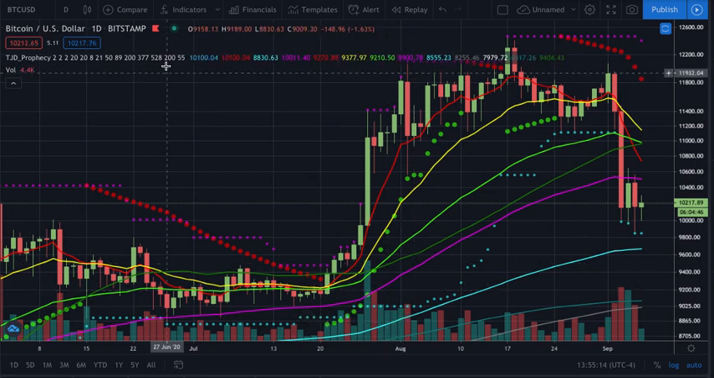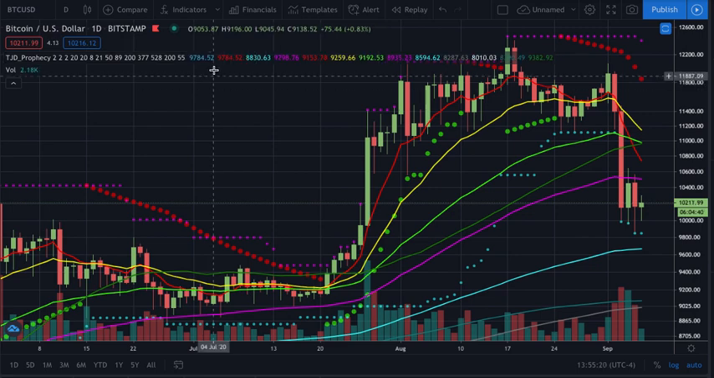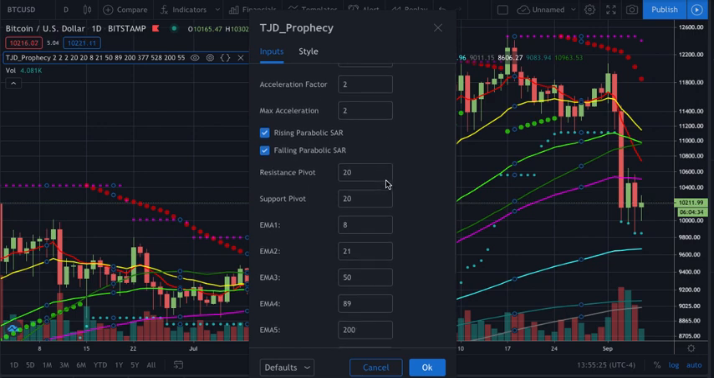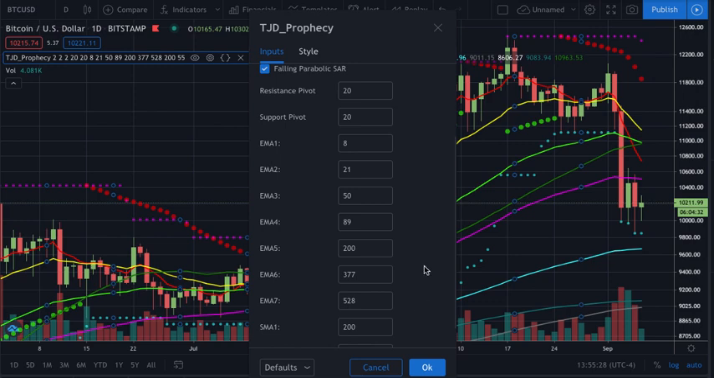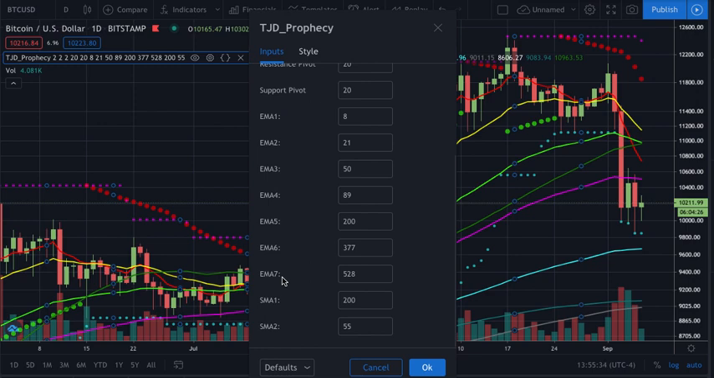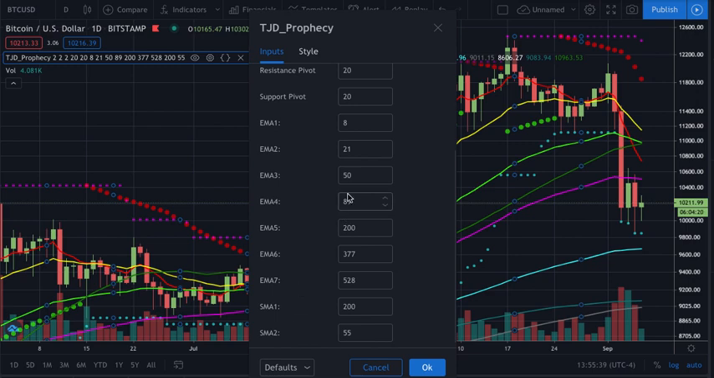If you go over to the actual indicator itself and click on the settings, it'll pull up this screen right here, and you can basically see how I have everything set up. You can see where I have the pivots at, where I have the moving averages. EMA obviously is exponential moving averages. SMA is simple moving averages. A lot of times people ask me why I use the specific ones I do. These are all Fibonacci numbers, 8, 21, 55, 89, and then 377 and 528. The 200s and the 50 are what's used in traditional markets.